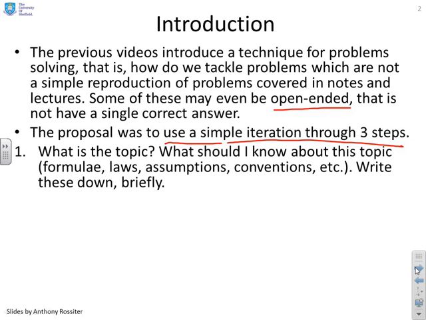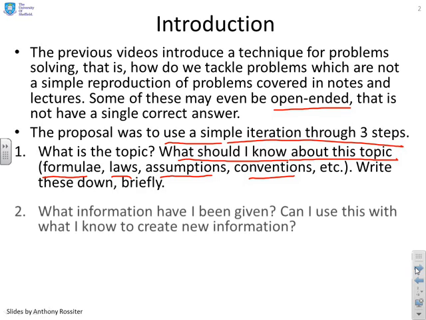First, ask yourself, what is the topic? And make sure you know everything relevant about that topic. So what are the key formula, the key laws, assumptions, conventions, etc., because it's likely that you'll need to apply these in order to solve the problem.